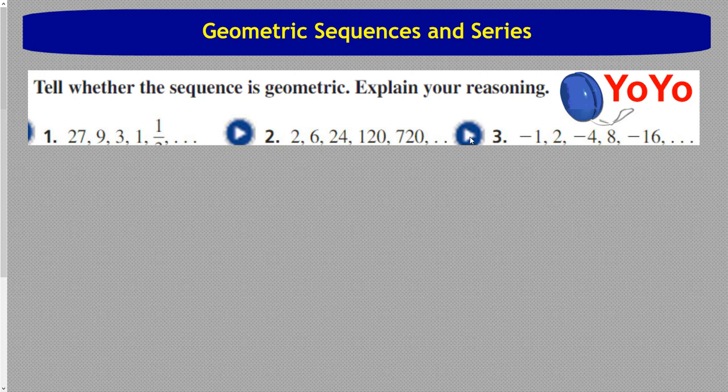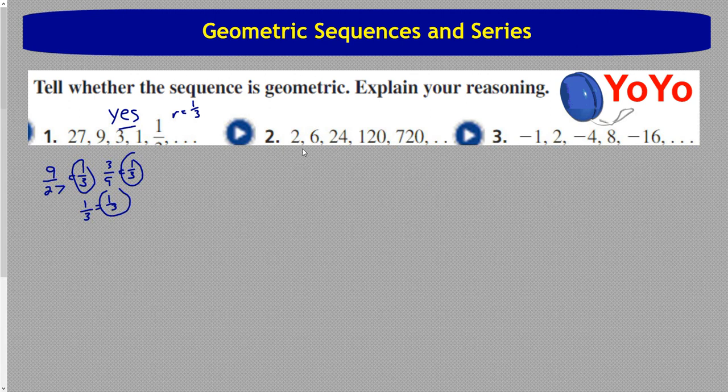Okay, I'm only checking to see if it's arithmetic, so all I'm going to do is divide. So I'm going to do 9 over 27. That's 1/3. Then I'm going to do 3 over 9. That's also 1/3. If I did 1 over 3, well, guess what? That's also 1/3. Since these ratios are all the same, then yes, this is geometric. The ratio is 1/3.